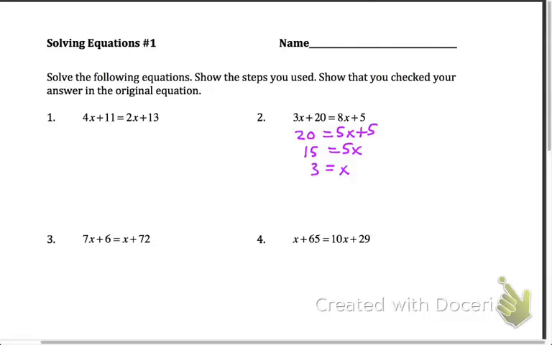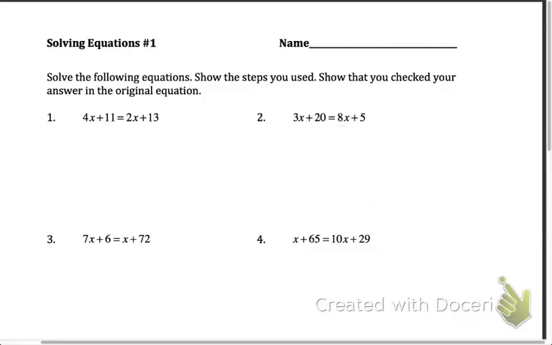And then to check that out, I'll see if 3 times 3 plus 20 is actually the same thing. So question mark, is that the same thing as 8 times 3 plus 5? So I get 9 plus 20 is 29. On this side, 24 plus 5 is 29. Yep, those are equal, so it looks like I have the right answer.